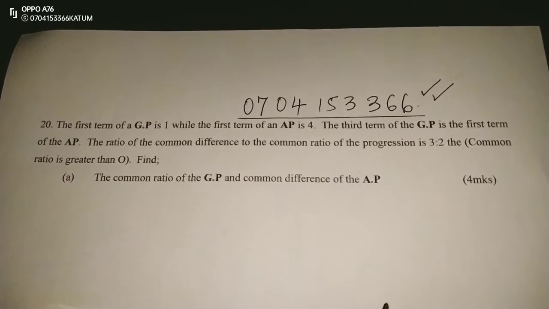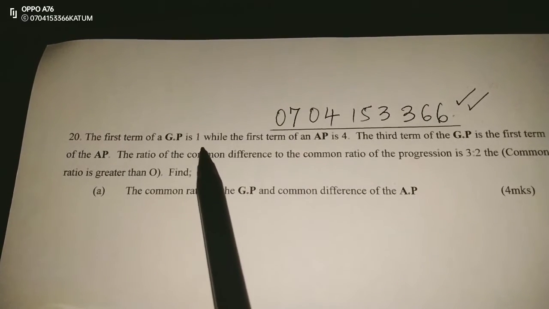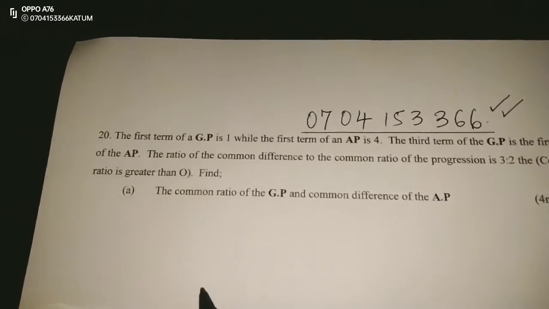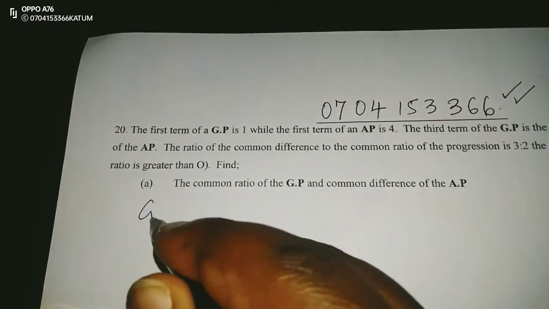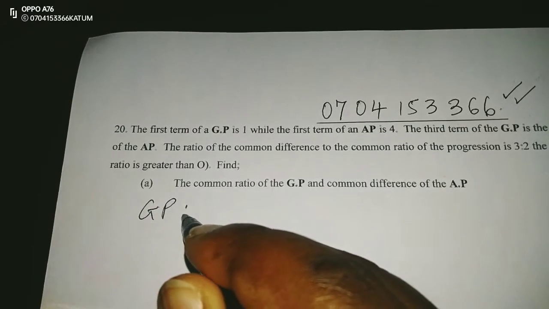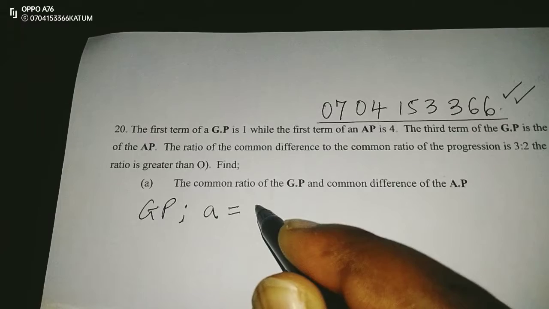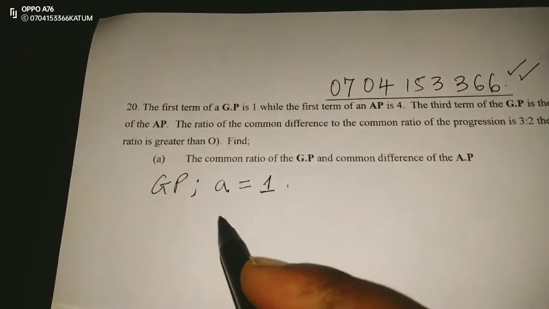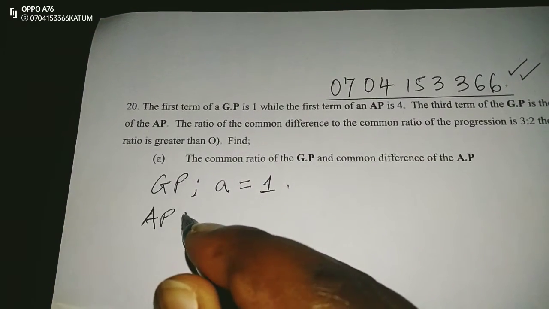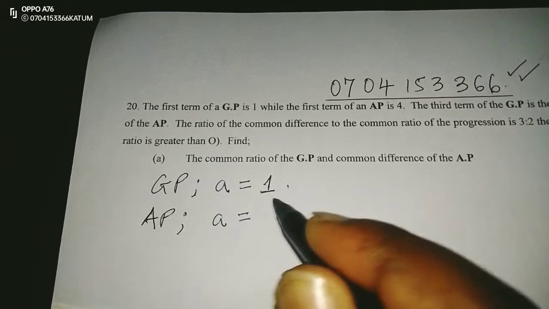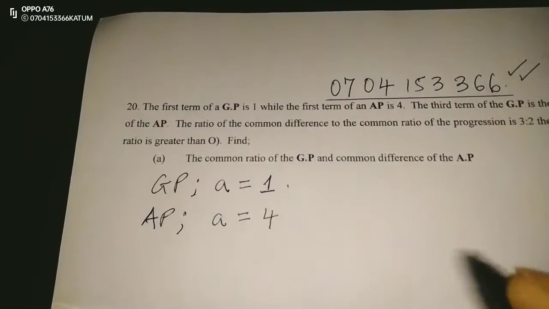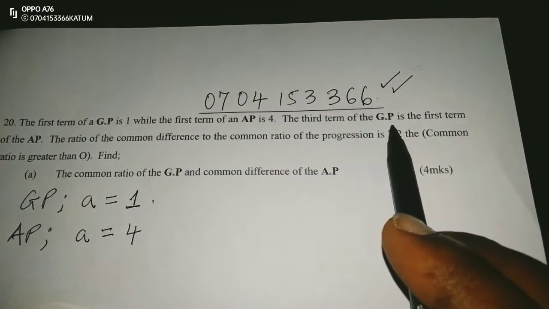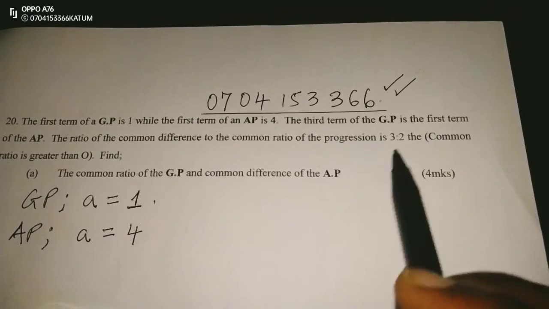So from the provided instructions, we should be able to relate a few things here. We have a GP and we have an AP. For the GP, what we know is that the first term equals 1. Then for the AP, the first term equals 4. That is the first statement. As we proceed, we find that the third term of the GP is the first term of the AP.